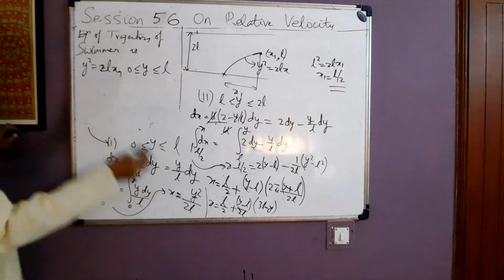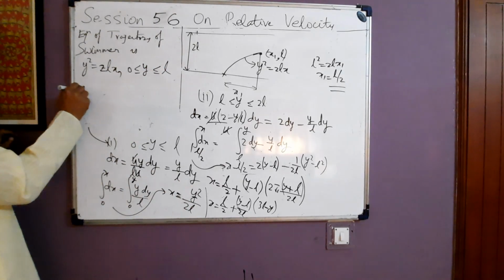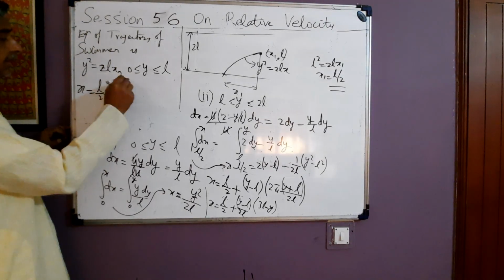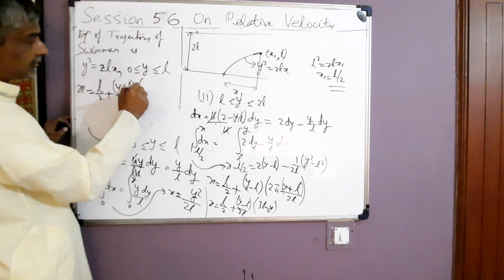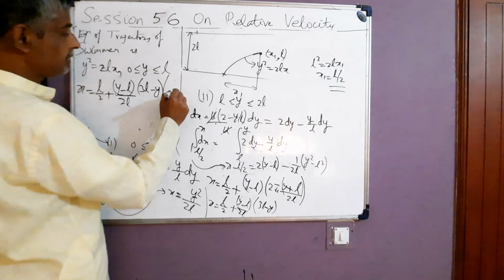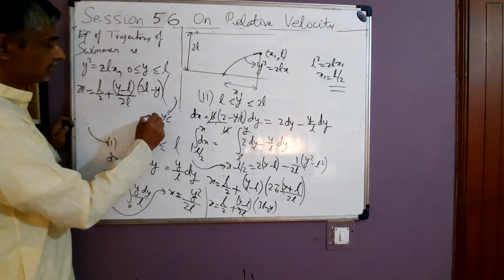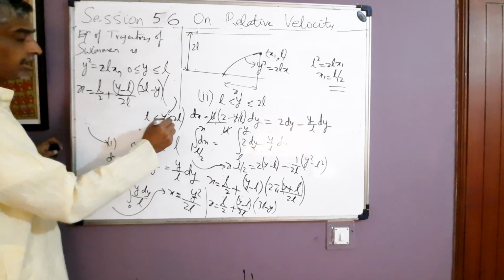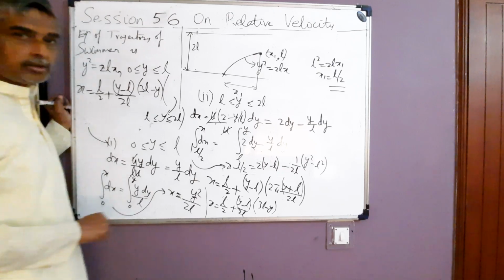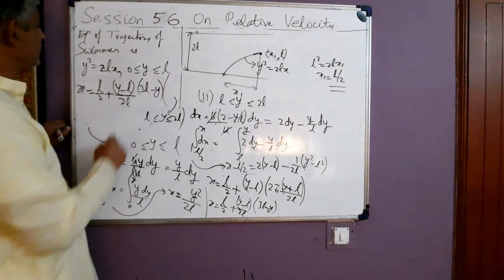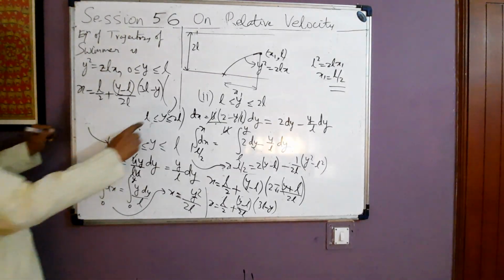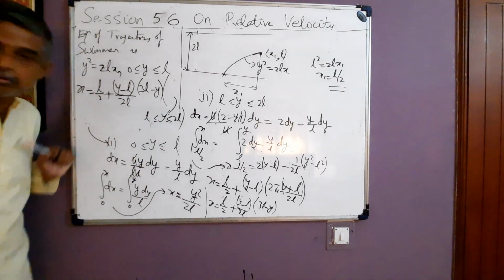And the second half equation is x equal to L by 2 plus y minus L by 2L into 3L minus y. This is the equation of trajectory for y lying between L to 2L. And for the first half, y square equal to 2Lx, y lying between 0 to L. This is the answer to the third part of the question.